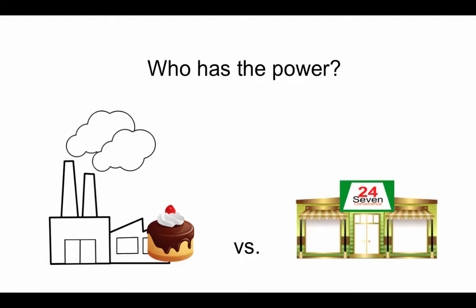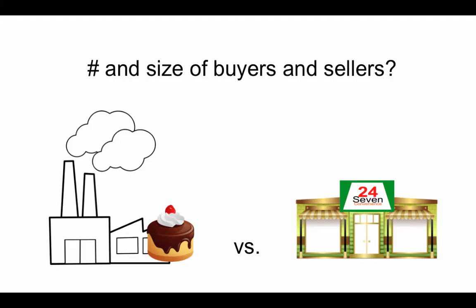Let's do that same kind of analysis, but this time it's the bakery compared to a large chain of grocery stores. Who has the power in this case? Let's look at the number and size of buyers and sellers. A large grocery chain could potentially approach any number of bakeries and ask for quotes on supplying cakes.